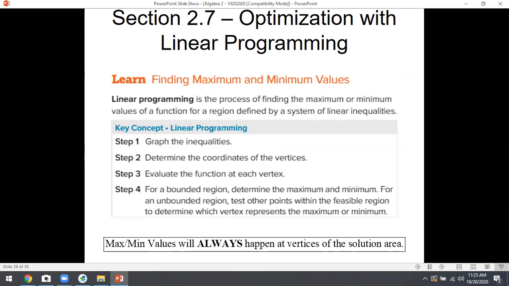And here's your big notes for the day. If you want to find the maximum or the minimum value of something that you're graphing, and I would encourage you to also write down what's on the board here, as far as a cute little example goes. Well, we just talked about in the warm-up what you do. You go graph the inequalities, and you see where their region is, and you fill it in, all that.